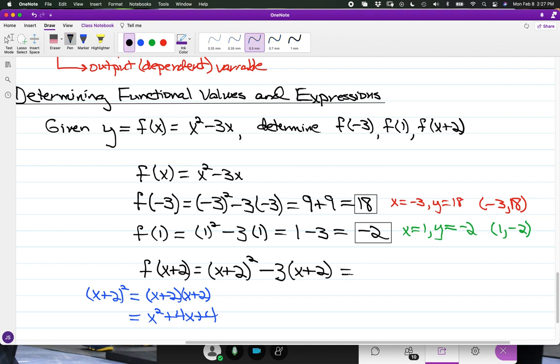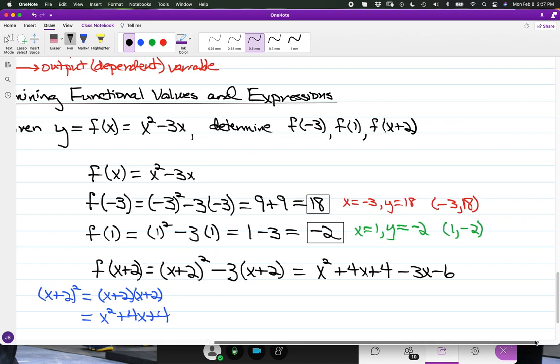So, following through, for the square of x plus 2, we have x squared plus 4x plus 4. Then for negative 3 times the quantity of x plus 2, we're going to have negative 3x minus 6. And then upon combining like terms together.